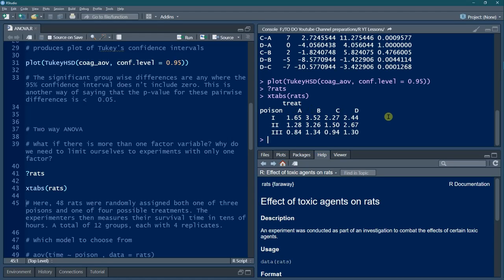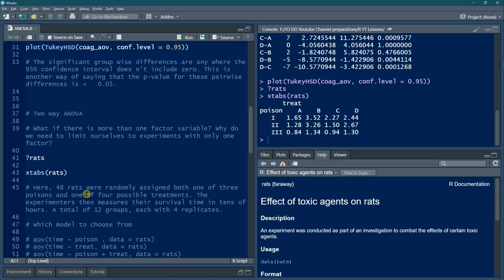Treatment A, treatment B, etc. So you administered poison 1 and you have given treatment A. What is the survival, the number of hours? That is the tabulation. Now the data is 48 rats were randomly assigned to one of the 3 poisons and one of the 4 possible treatments.